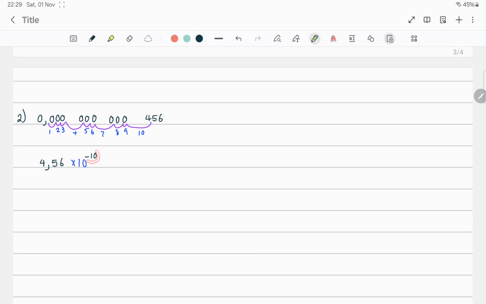This shows you that you moved the comma how many times? 10 times. In which direction? To the right. In other words, our number was 0.0000000000456. You see that?